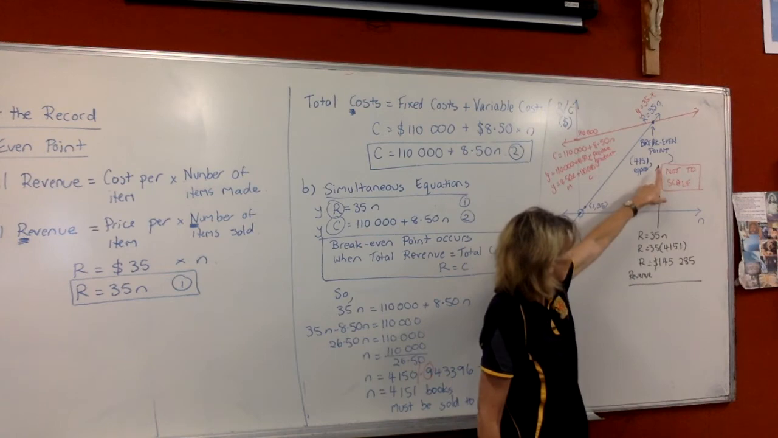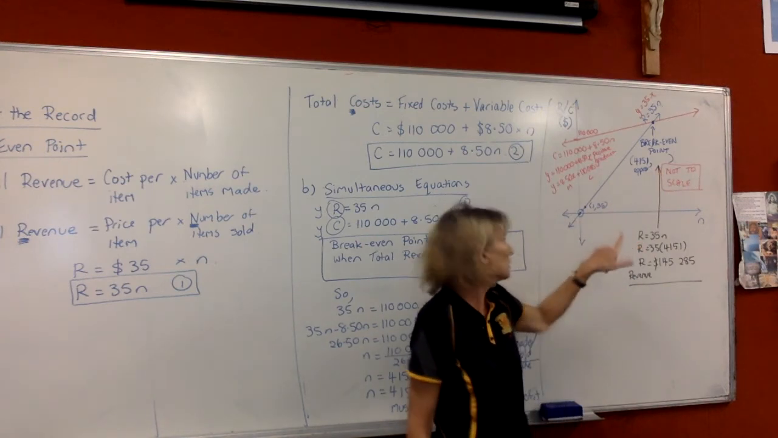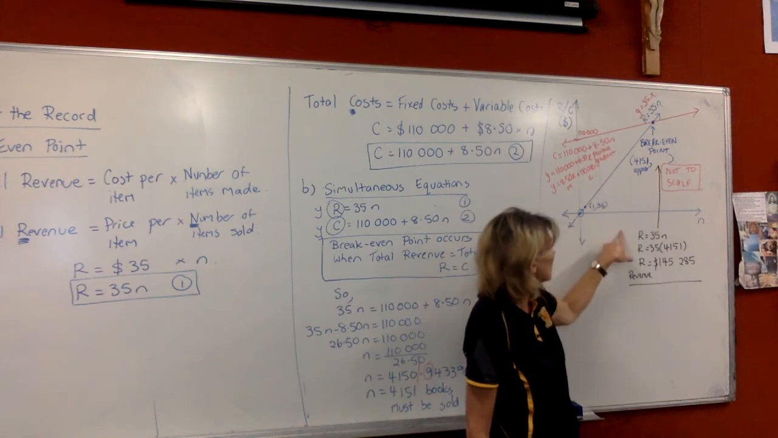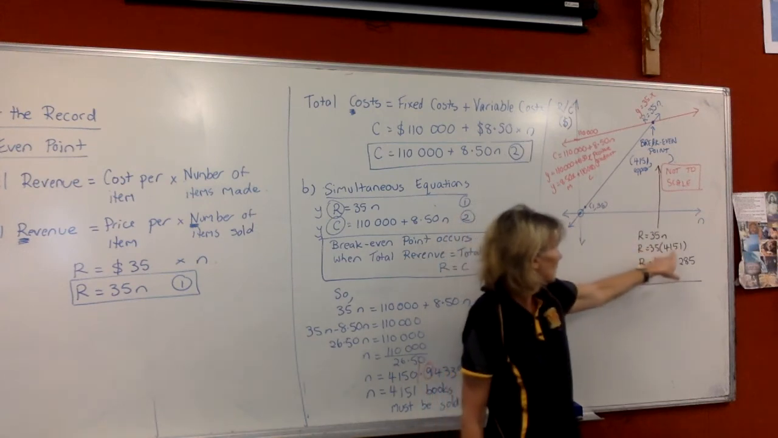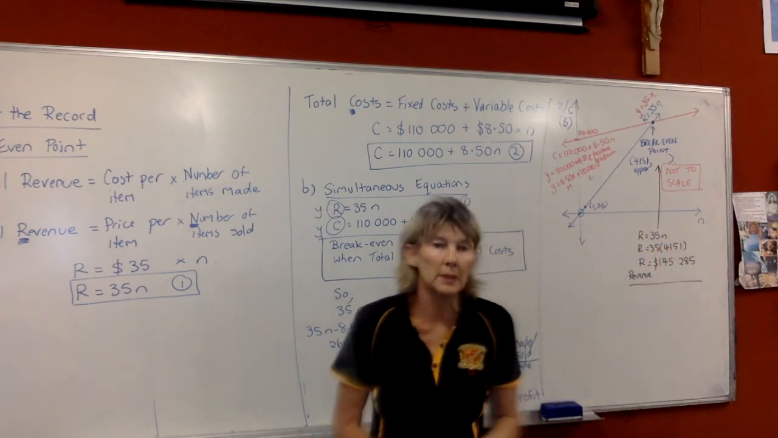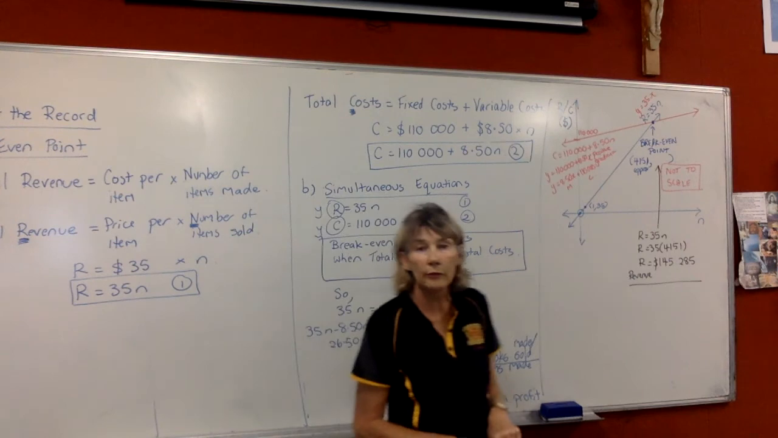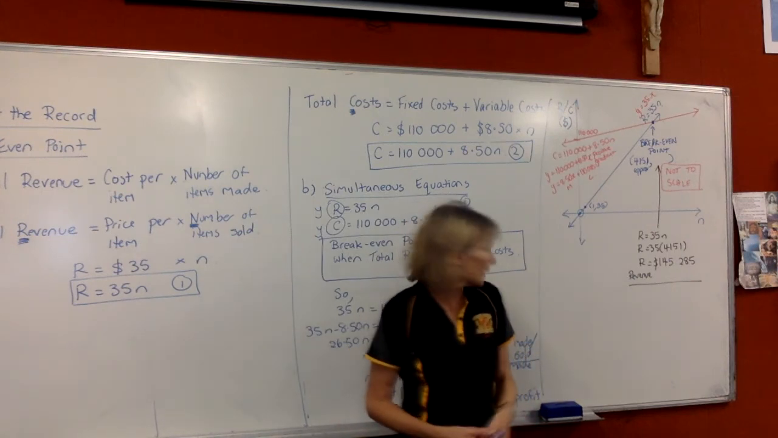And I don't know what the revenue is. They didn't ask us for that in the question, but you could find it. You could just sub it into the easier of the two equations, put your N value in, and it actually works out that the revenue for this business is $145,285.